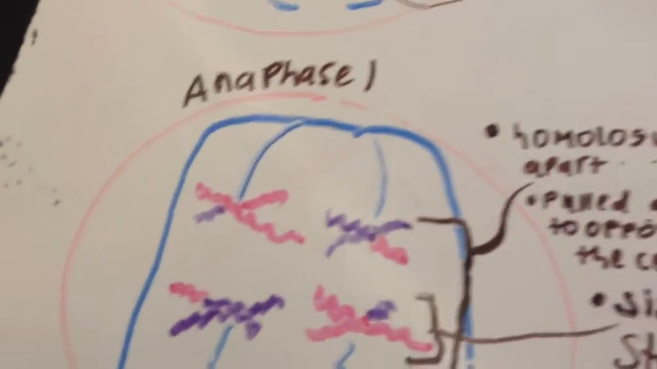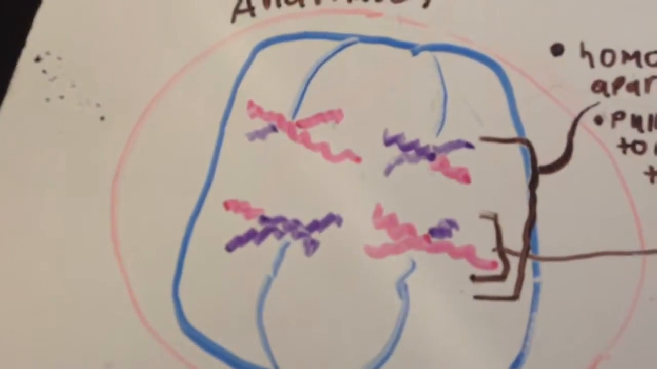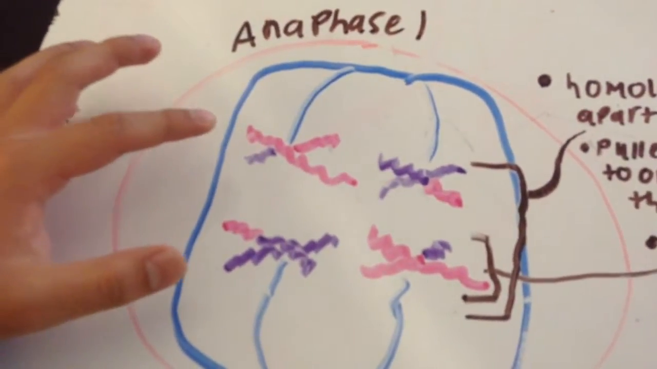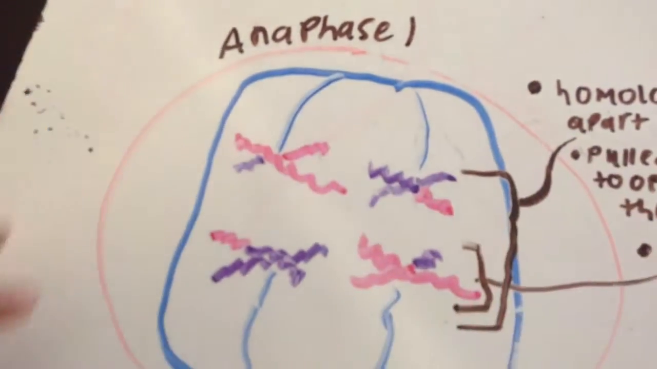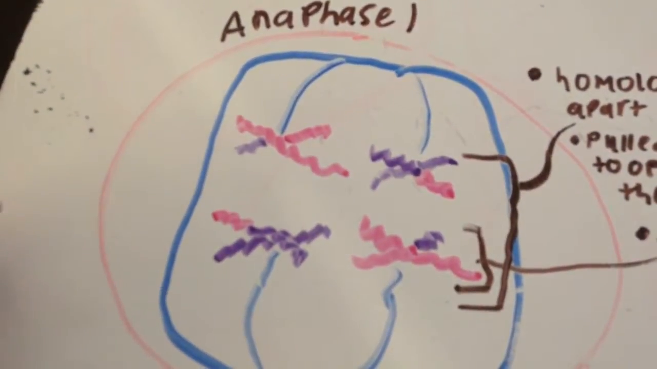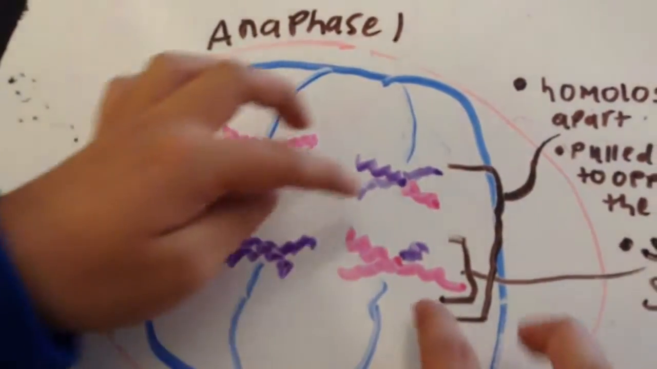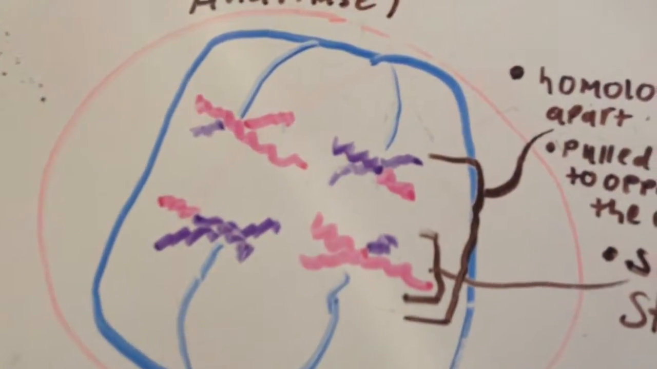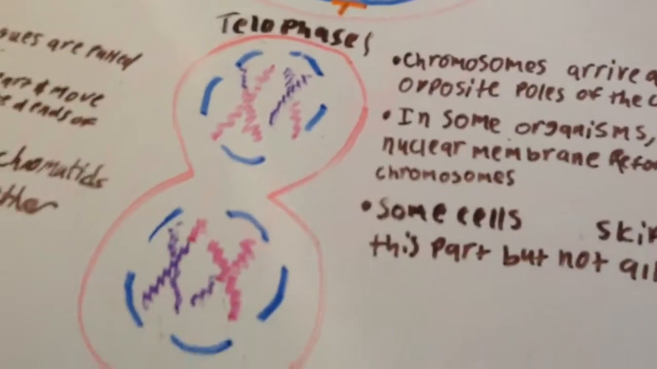After metaphase comes anaphase, and if you remember how metaphase looked like they were together, in here they're pulled apart. So the homologues are pulled apart. So as you can see, they're now separate, pulled apart to opposite ends of the cell. And the sister chromatids, which are these two, not all of them, just this one in general, stay together. And as you can see, it's purple, pink, because when they were fused, they took some from each other. And after anaphase comes telophase.